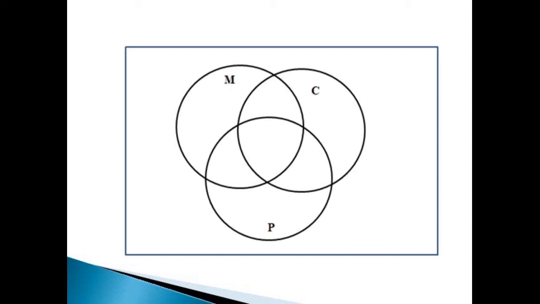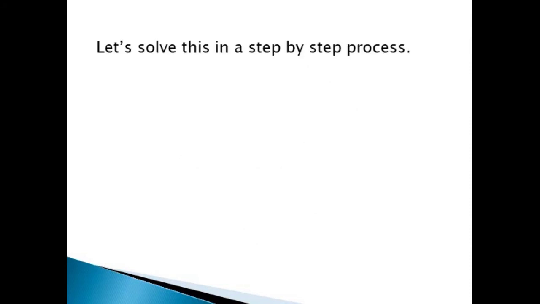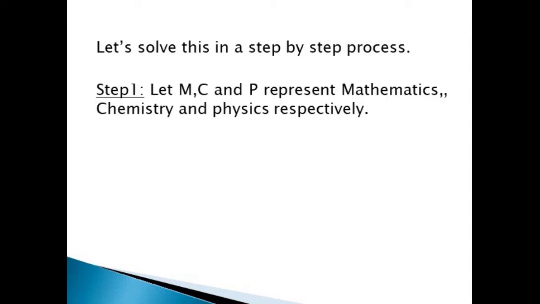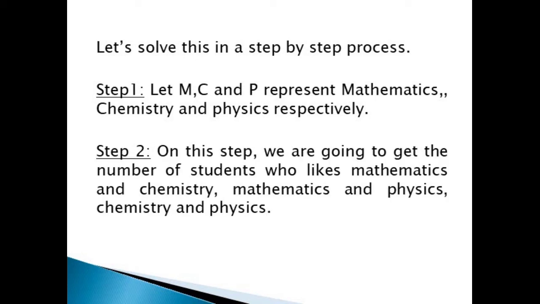So this is how our Venn diagram would look like. It is composed of three overlapping circles: mathematics, chemistry, and physics. So let's try to solve this in a step-by-step process. For step 1, we will let M, C, and P represent mathematics, chemistry, and physics respectively. For step 2, we are going to get the number of students who like mathematics and chemistry, mathematics and physics, and chemistry and physics.